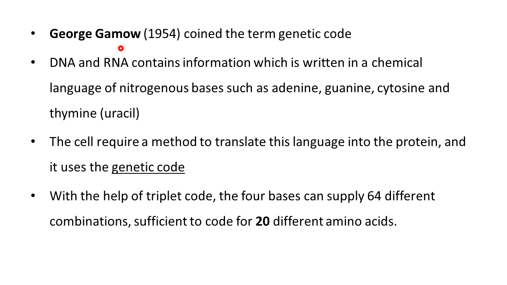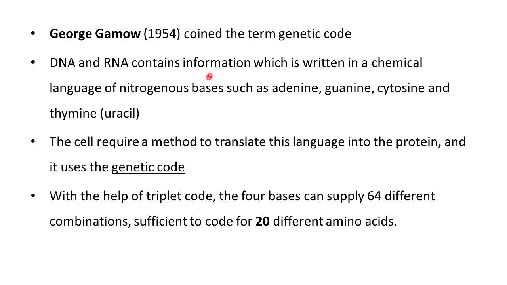Starting with the first point, George Gamow in 1954 first coined the term genetic code. After this, the genetic code was discovered by Nirenberg and Matthaei in 1961. Apart from this, Marshall Nirenberg, Severo Ochoa, Har Gobind Khorana, and Francis Crick and Matthaei deciphered this genetic code.